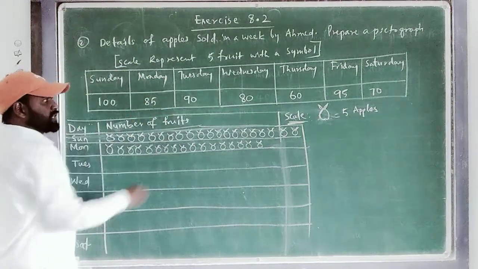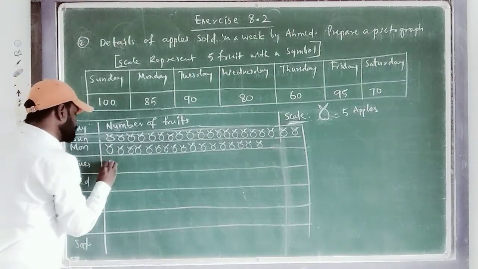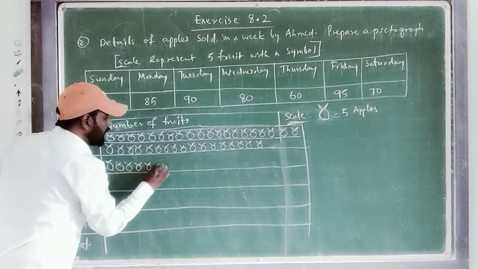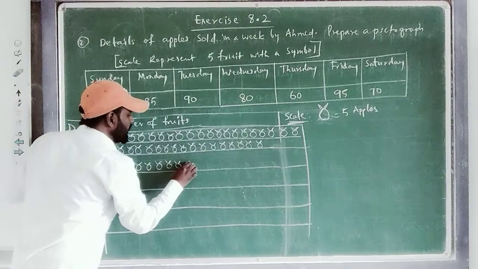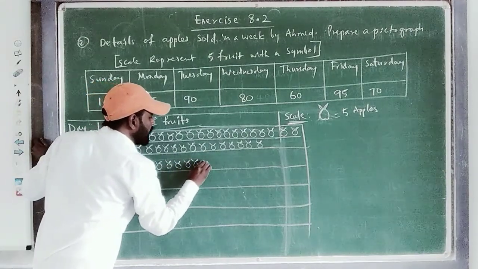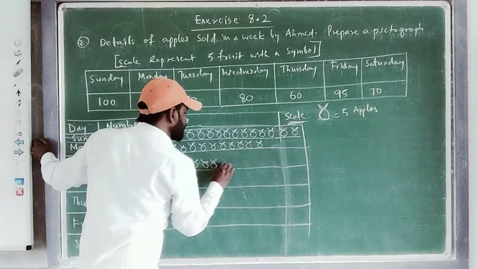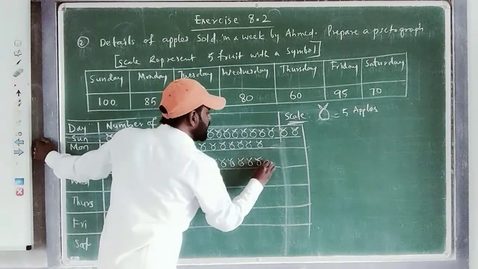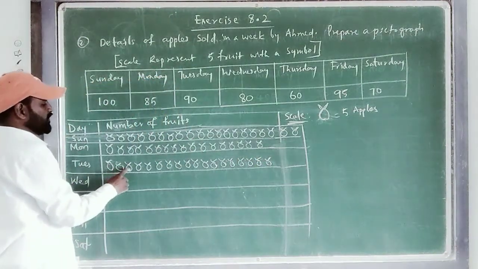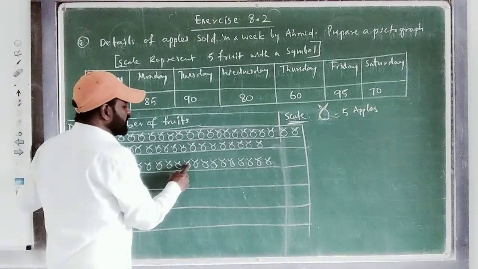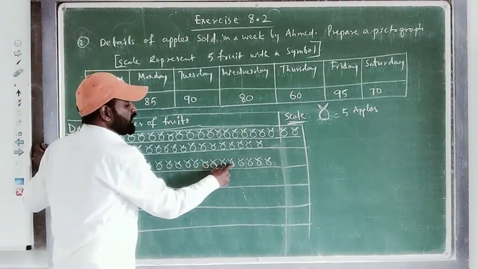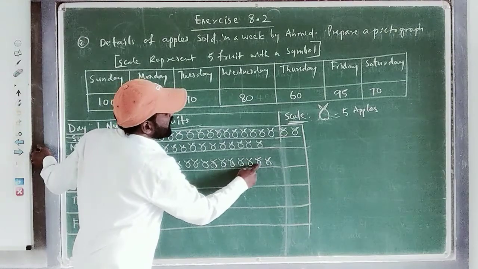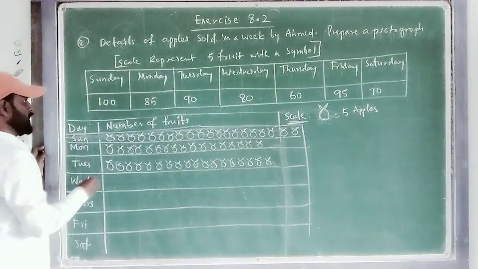Next Tuesday. Tuesday how many? 90. 90 means 18 we have to show. So 1, 2, 3, 4, 5, 6, 7, 8, 13, 14, 15, 16, 17, 18. So 5, 10, 15, 20, 25, 30, 35, 40, 45, 50, 55, 60, 65, 70, 75, 80, 85, 90. 90 apples on Tuesday.